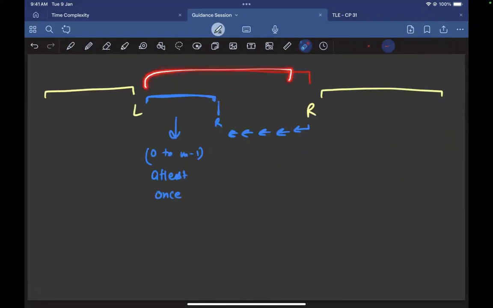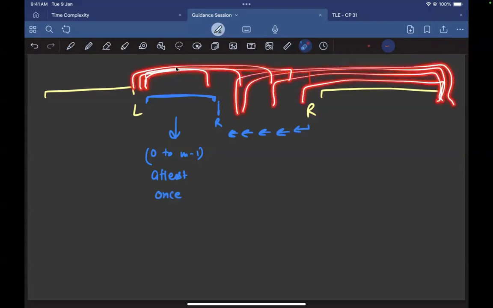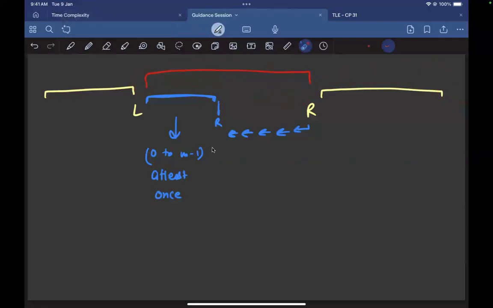This is like this, then this, then this, then this. And similarly, this segment is increasing. This, then this, then this, then this. Is that right? Yes, guys. So does this make sense?